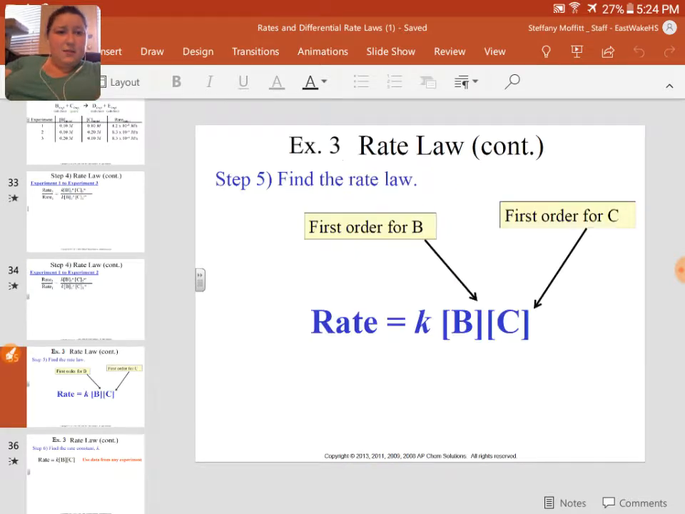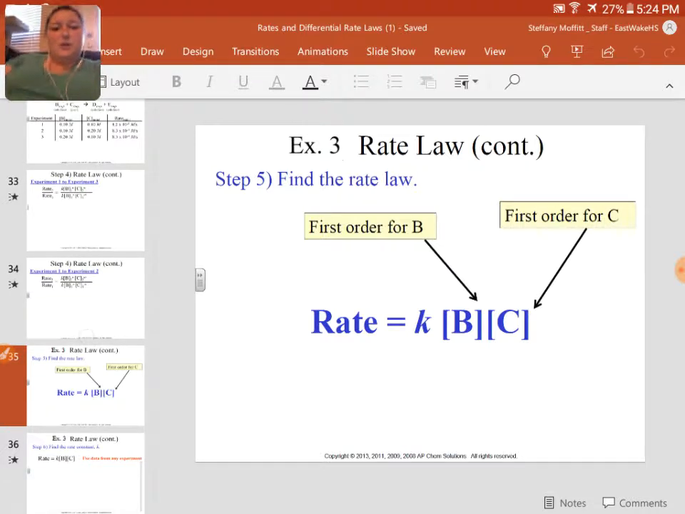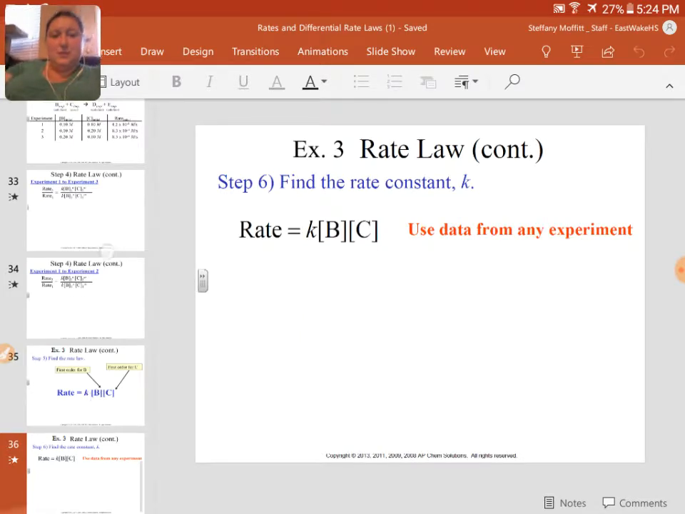So from there, we can find the rate law. We have the concentrations for each one. We have the rate for the experiment, and each one is first order, and you can find k very easily. And that will be it.